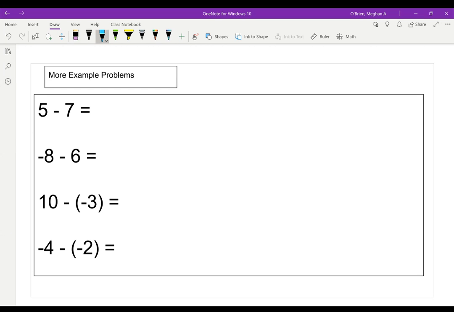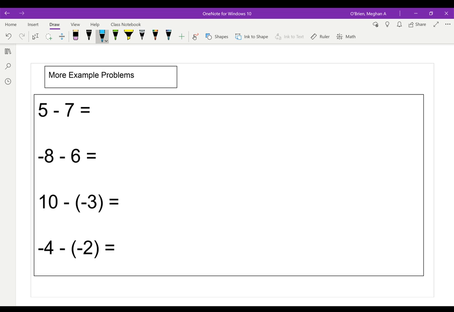Let's walk through some more subtraction example problems together. First one, 5 minus 7. I have 5 cookies. Can I take away 7? I have $5. I owe 7. Where does that leave us?